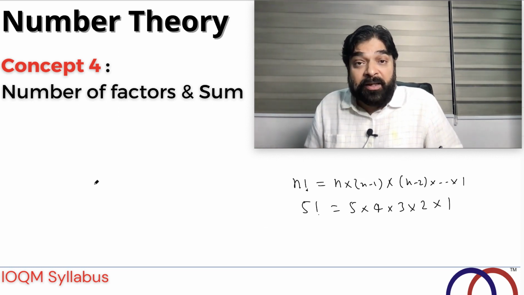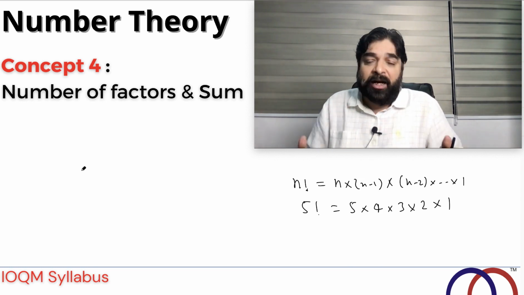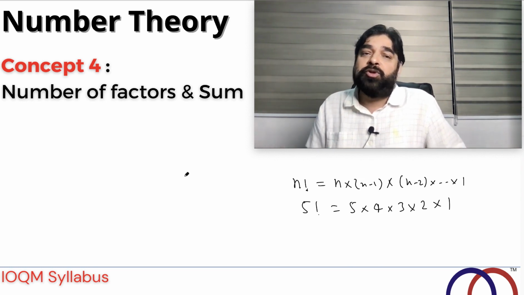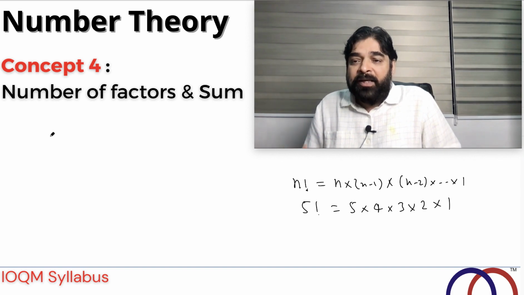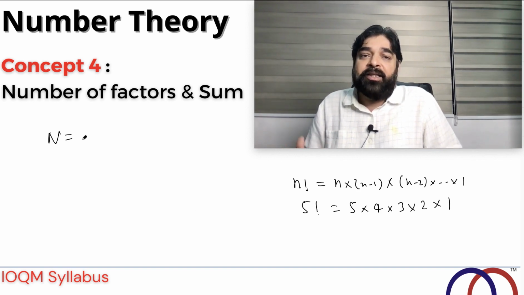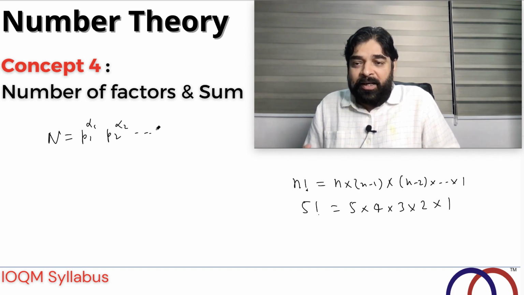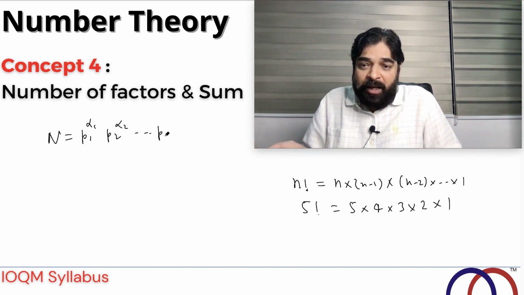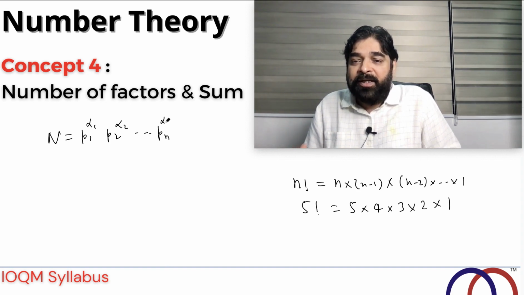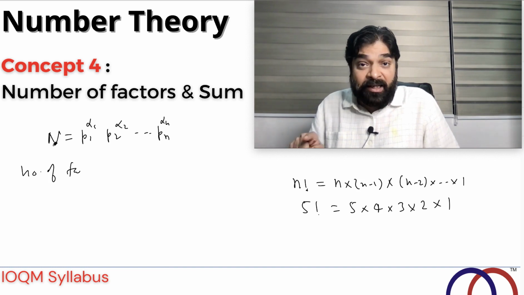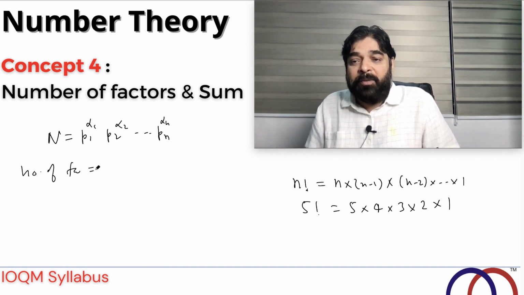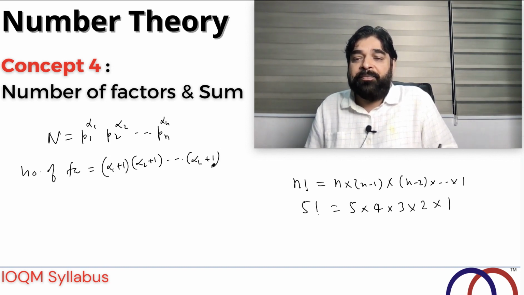So for any number, if you have to find the number of factors, you should know how to use that. For example, if any number is written in this format, P1 power alpha 1, P2 power alpha 2, I'm just trying to help you at some point. So the number of factors, including n and 1, will always be equal to alpha 1 plus 1 into alpha 2 plus 1 and so on into alpha n plus 1. That is the number of factors.